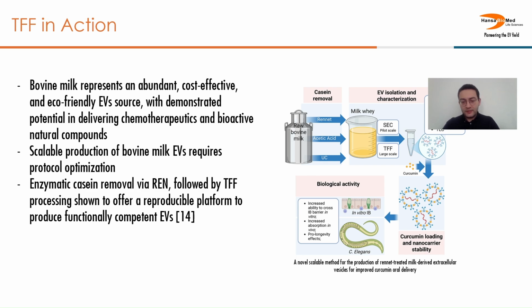And here in this paper, the optimized or proposed protocol is enzymatic casein removal, which is an important step since casein is highly abundant in milk sources, through rennet. And then this casein removal is to be followed by tangential flow filtration, which was demonstrated to be a reproducible platform for functionally competent EVs, where functionally competent is to be underlined again for downstream applications.